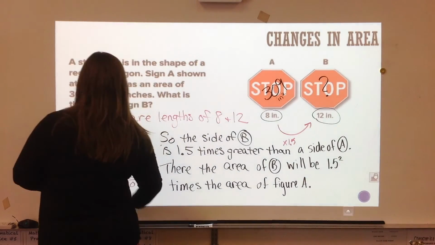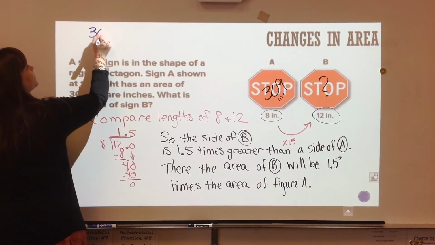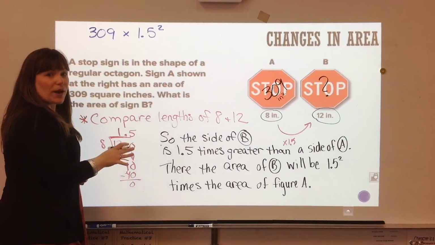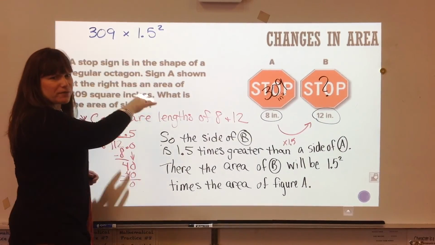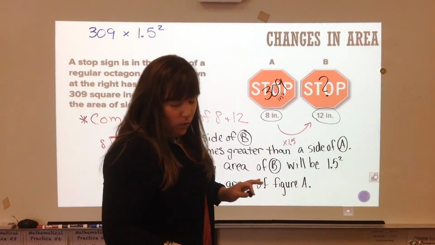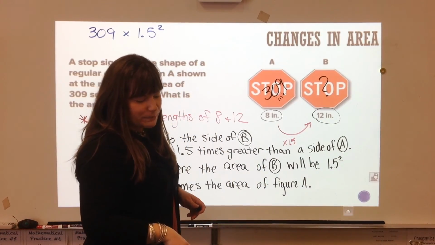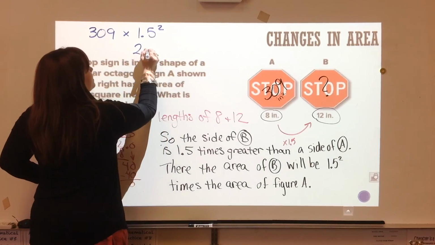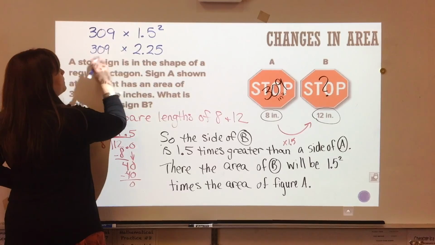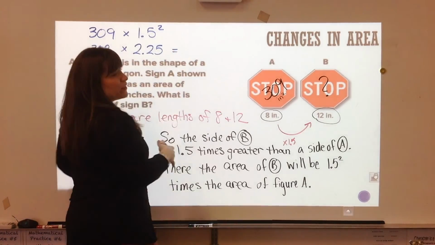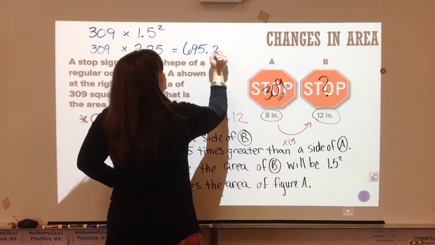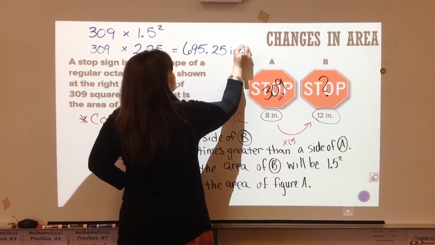So we're going to take the 309 and we're going to multiply it by 1.5 squared. Let's figure out 1.5 squared first. You can grab a calculator, take 1.5 times 1.5, or use the exponent key. When we do this, we realize that it's 2.25, and when we multiply 309 by this, we get the new area of 695 and 25/100 inches squared.